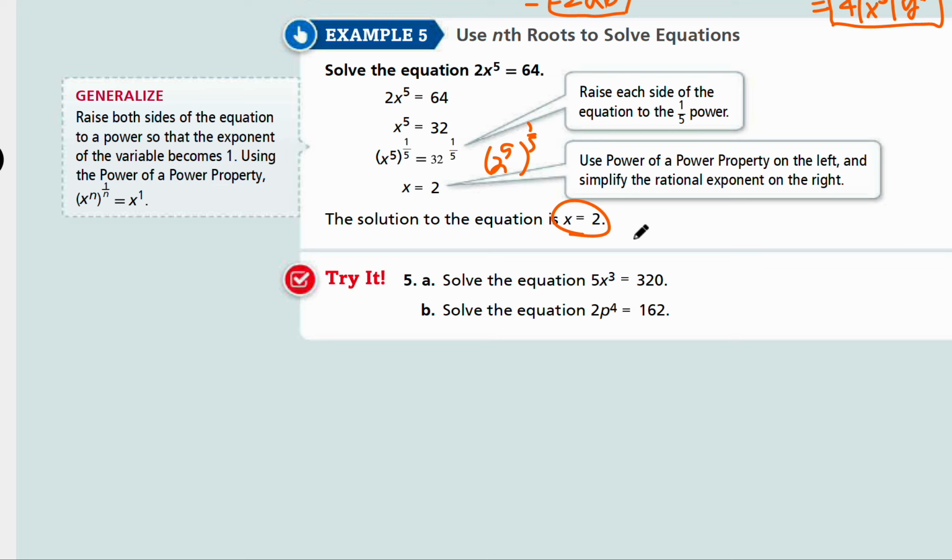Okay, let's look at try number 5a and b. Solve the equation 5x cubed is equal to 320 and 2p to the fourth is equal to 162. Pause the video, come back when you're ready for answers.